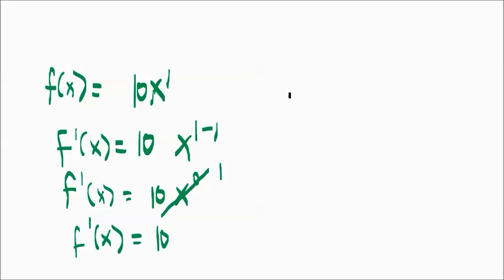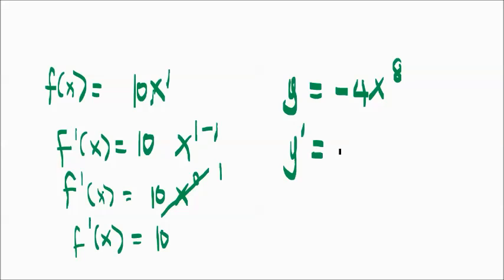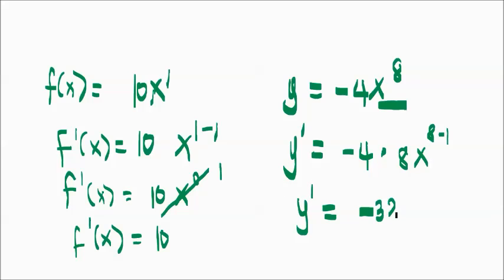Another example, y is equal to negative 4x raised to 8. So y prime of this, or the derivative, is equal to negative 4, then find the derivative of this one. That would be 8x raised to 8 minus 1. Then y prime is equal to negative 32, because negative 4 times 8 is negative 32, then x raised to 7. So these are your derivatives. I'm hoping that is clear. Okay.